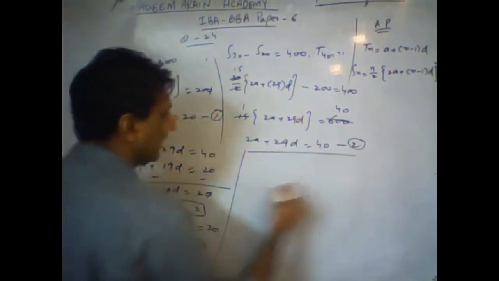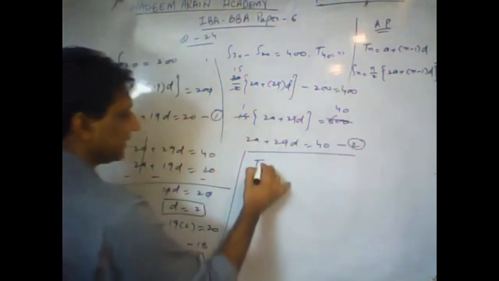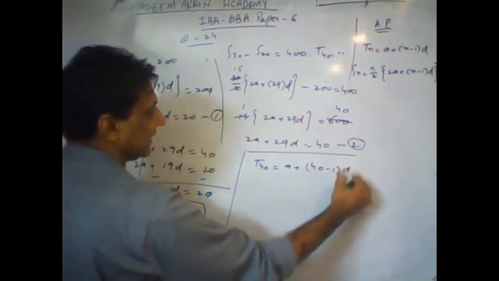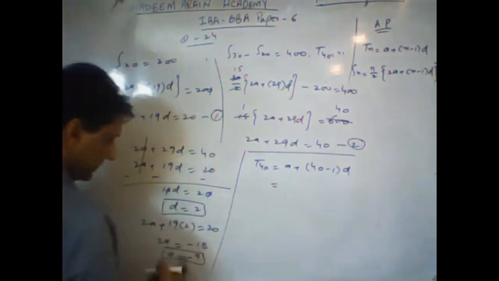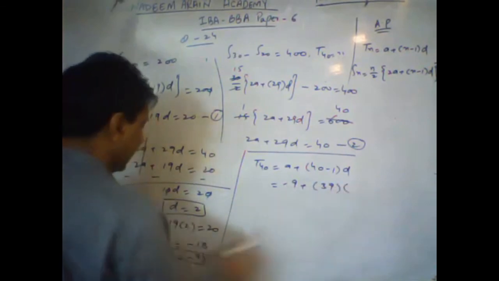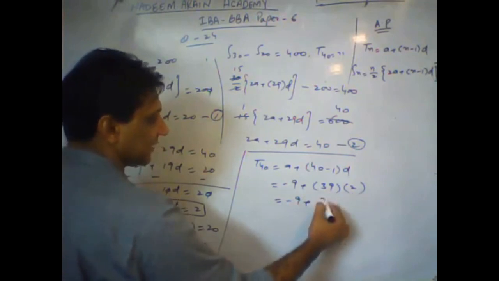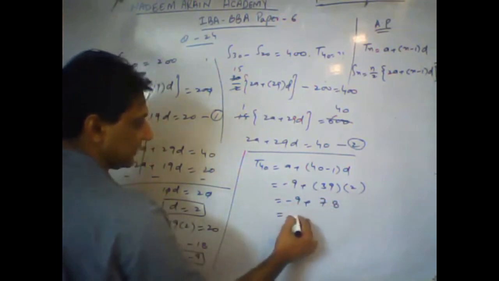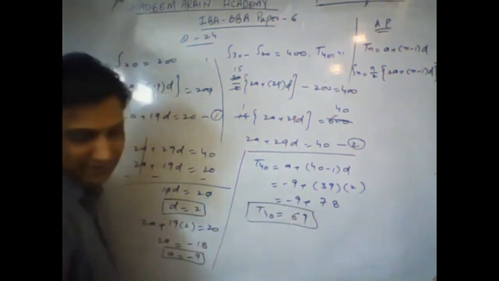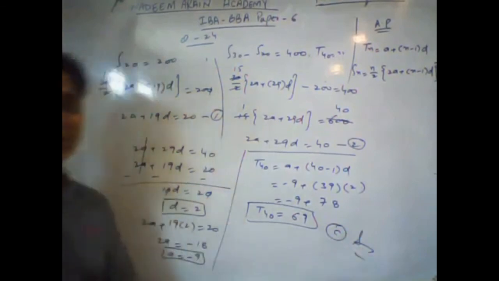So what we need to find is T40. So Tn is a plus (n minus 1)d. So T40 is equal to a plus (40 minus 1)d. So a is minus 9 plus 39, and d is 2. So minus 9 plus 39 twos are 78. So this is 69, that is T40. This is your answer. That is option C. Thank you so much.